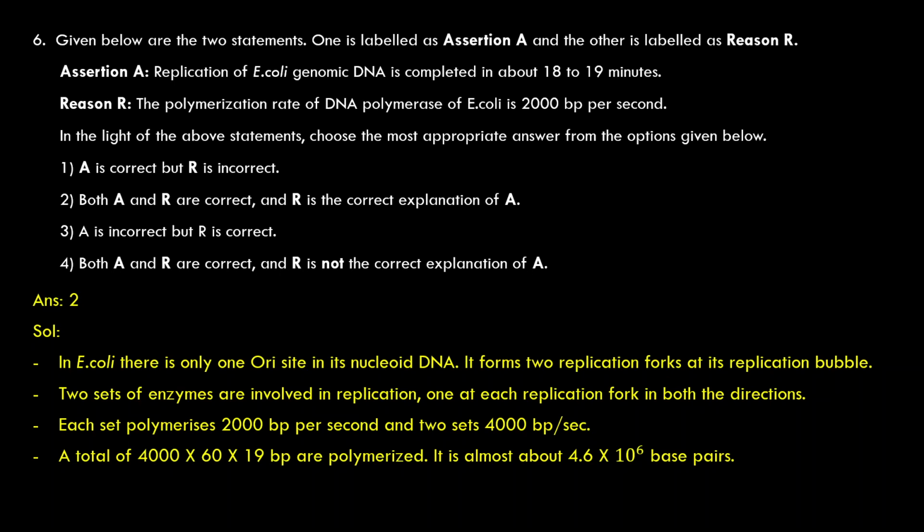Polymerized in 19 minutes. The base pairs polymerized, the total being almost 4.6 into 10 to the power of 6 base pairs. Here, 19 is the time that is taken. Right? Total number of base pairs is 4.6 into 10 to the power of 6 base pairs.